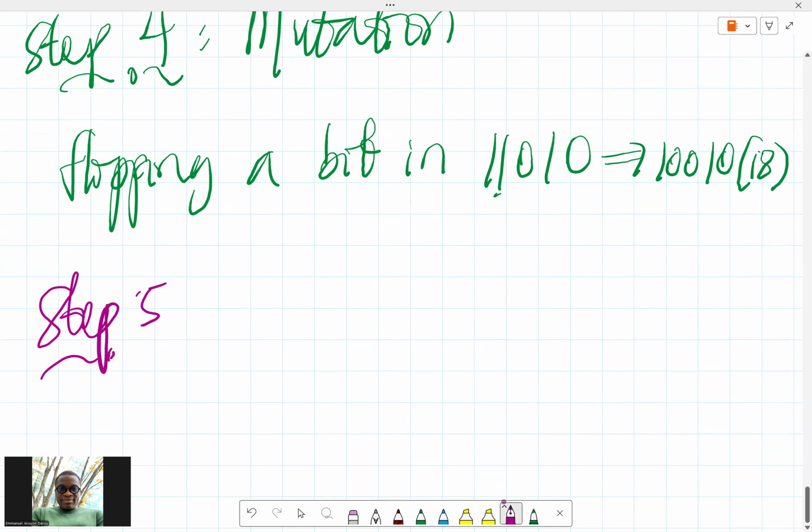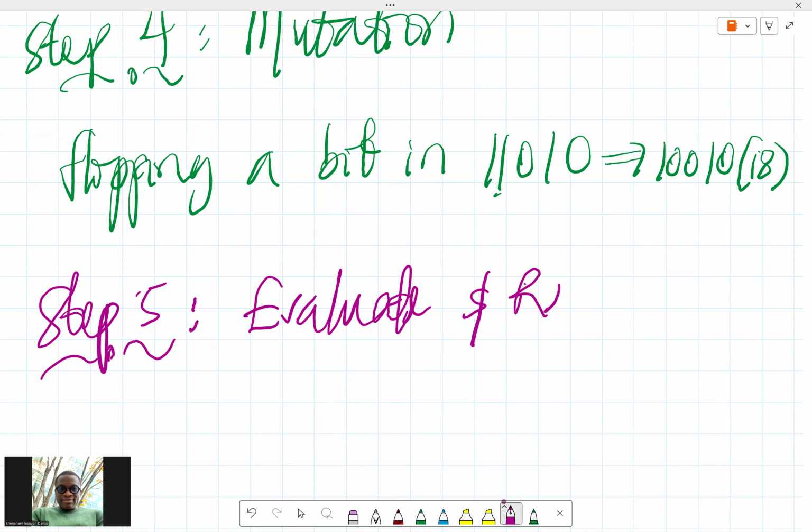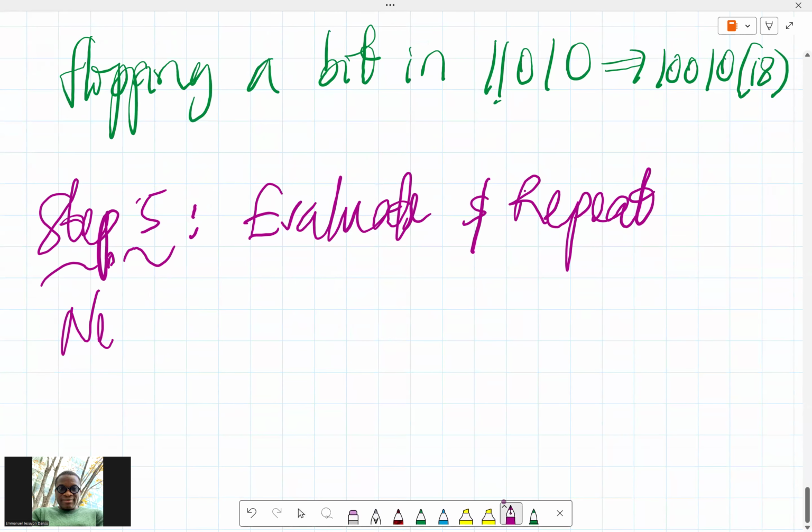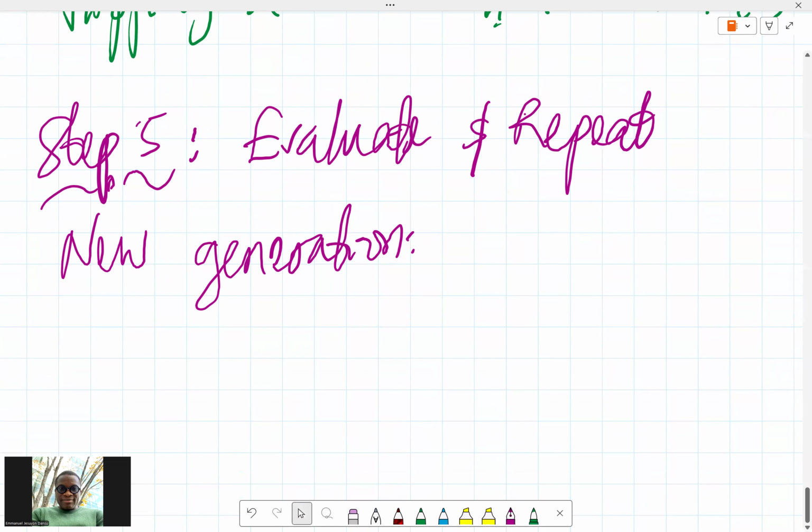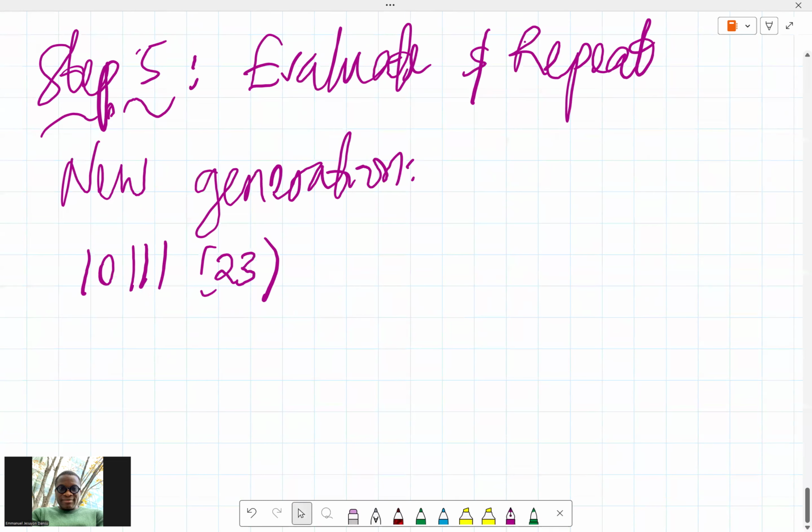So we go for step 5. In step 5, we evaluate and repeat. So we keep doing this, evaluate and repeat. What's happening here is we now have a new generation. For the new generation, we have 10111, which we obtain from crossover. Now we evaluate f of 23, that's 529.